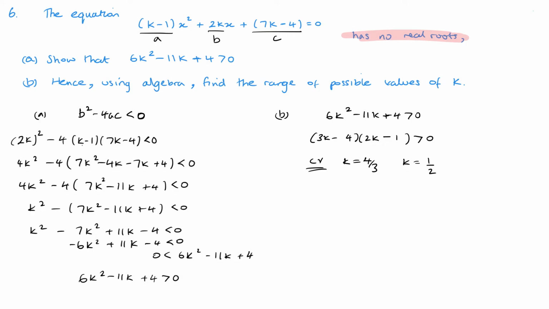Okay, important that you are talking about critical values, because these aren't necessarily answers. As you can see, it's greater than 0. So it's not going to include these particular values. And then you want to show your working out. A simple sketch is good enough for that.